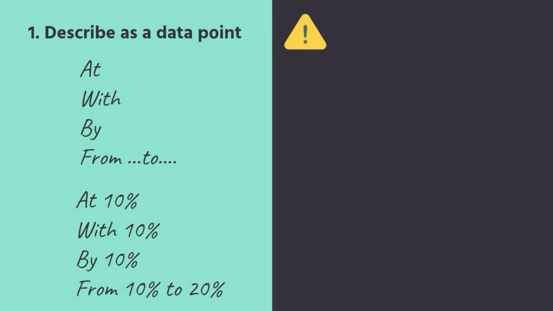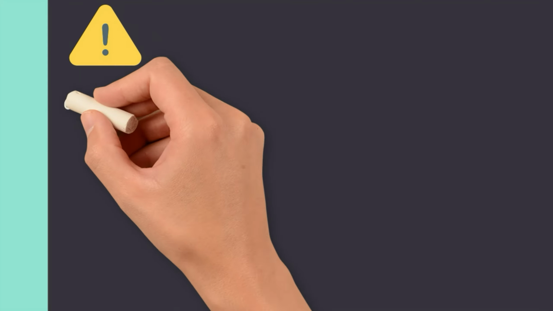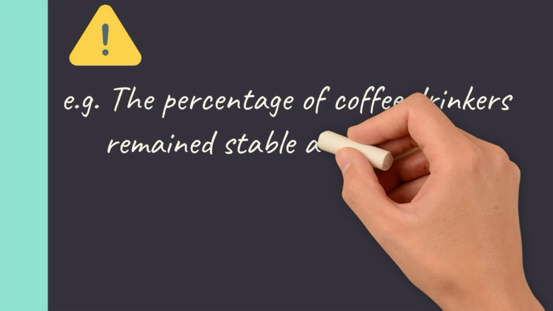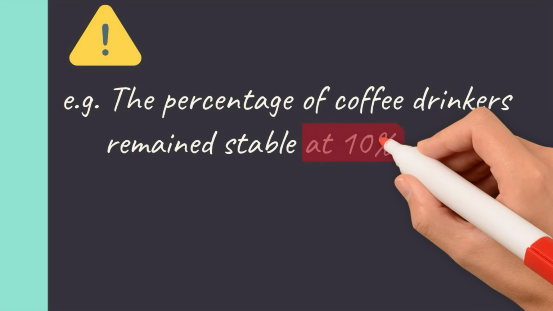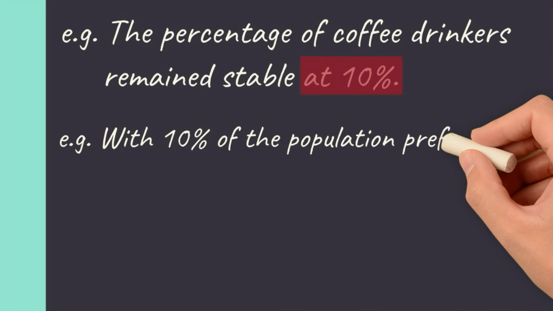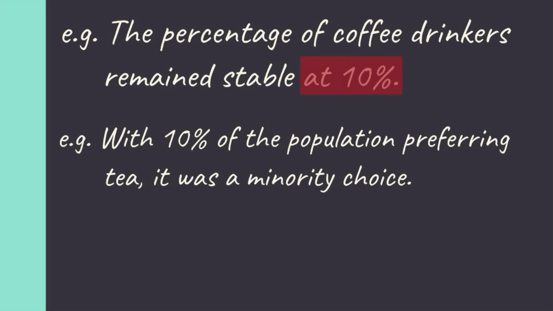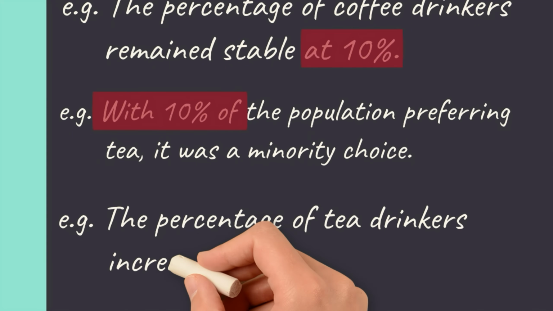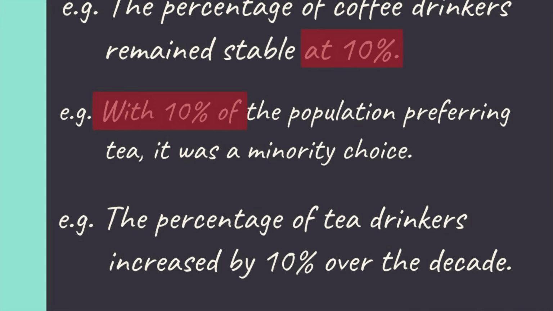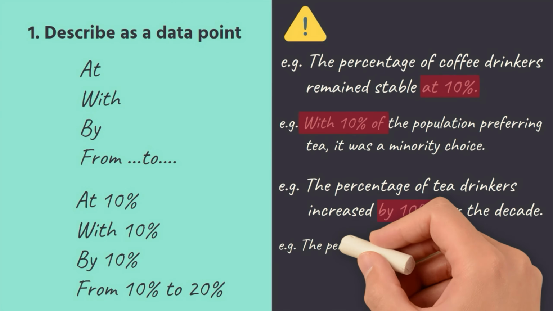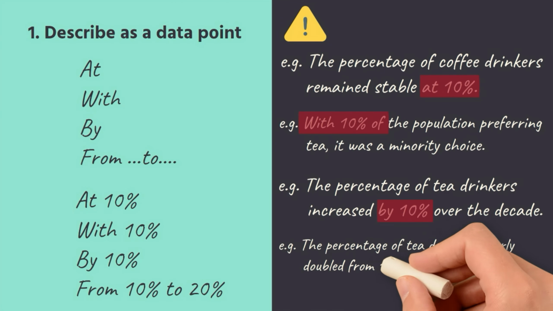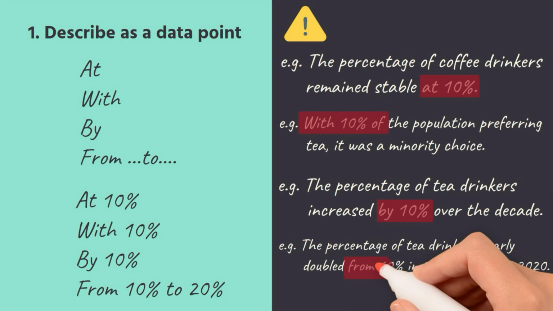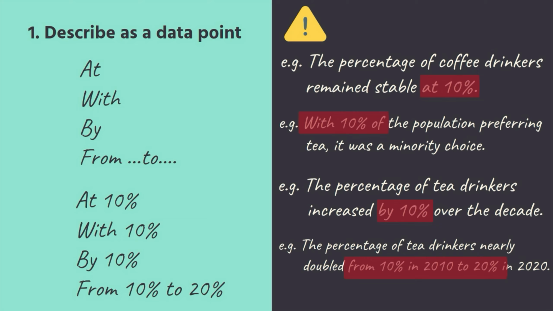When swapping these phrases, pay attention to the sentence structure. For instance, we can say the percentage of coffee drinkers remained stable at 10%, and with 10% of the population preferring tea, it was a minority choice. The percentage of tea drinkers increased by 10% over the decades. The percentage of tea drinkers nearly doubled from 10% in 2010 to 20% in 2020.